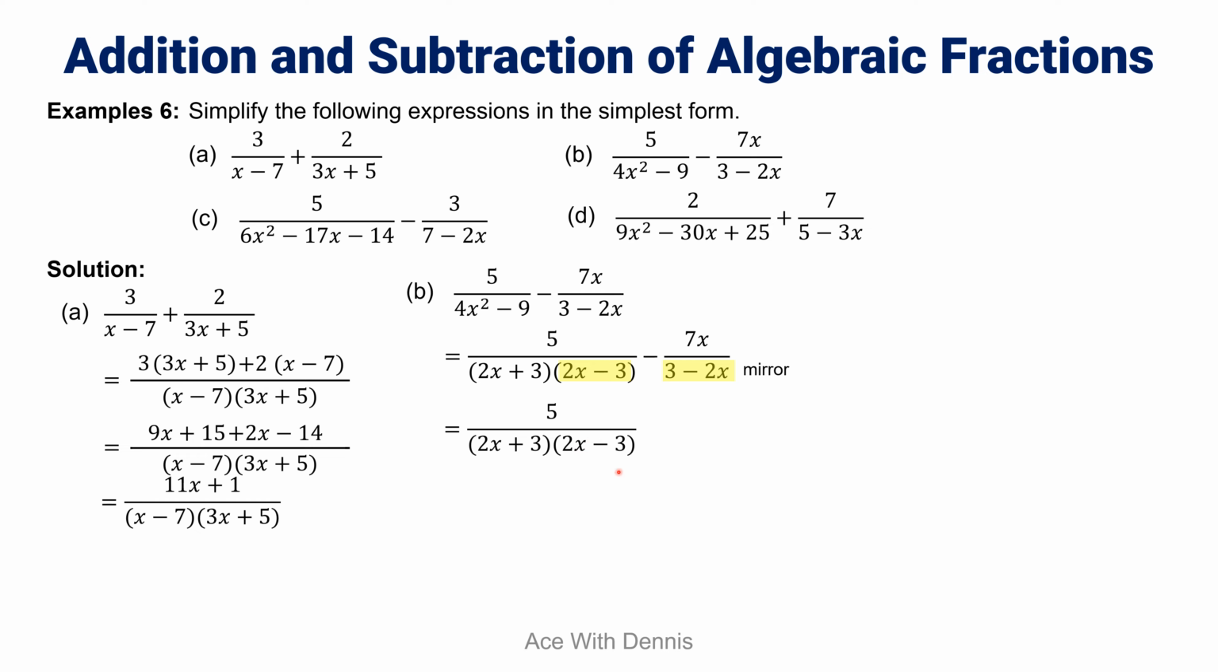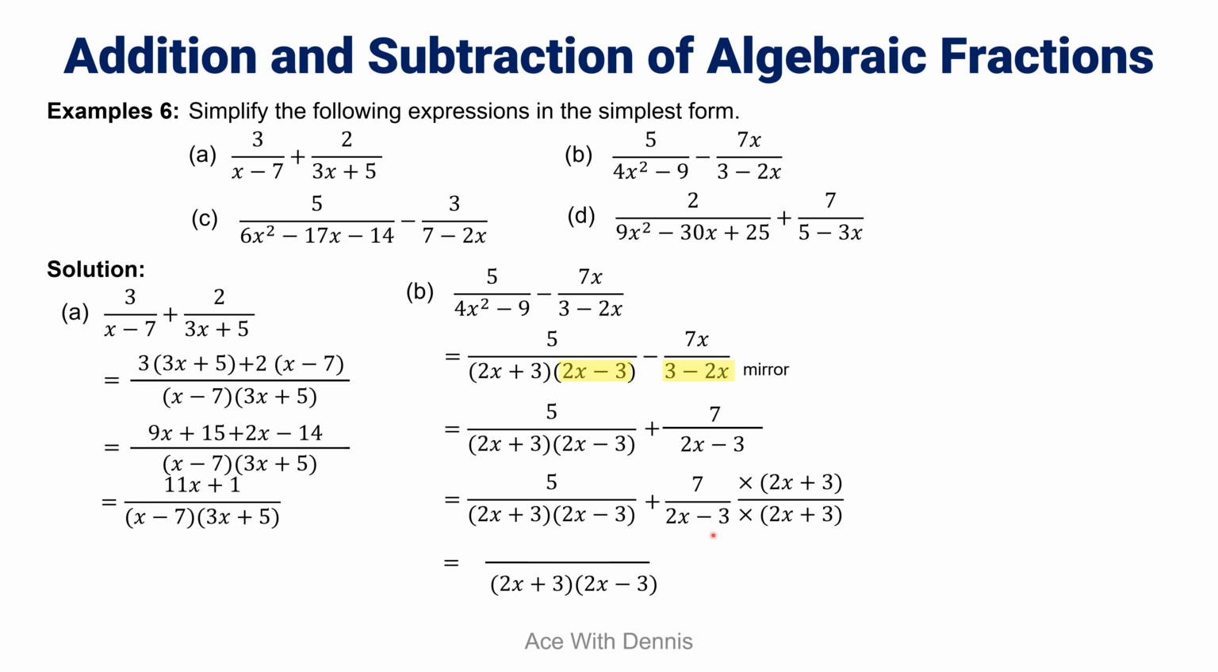So it becomes, the first fraction we don't do anything, just copy down. And this minus becomes plus. So 7x over, switch these two, becomes 2x minus 3. Okay, then from here, the LCM for these two denominators will be 2x plus 3 times 2x minus 3. So the first fraction we don't do anything, we just copy down. The second fraction we have to multiply with 2x plus 3 at the top and the bottom so that both of the fractions have the same denominator.